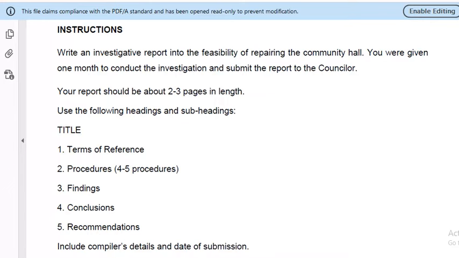Findings, conclusions, recommendations, and then lastly you include the compiler's details and the date of submission, which is supposed to be you, because you are the one who will be compiling the report as the chairperson.